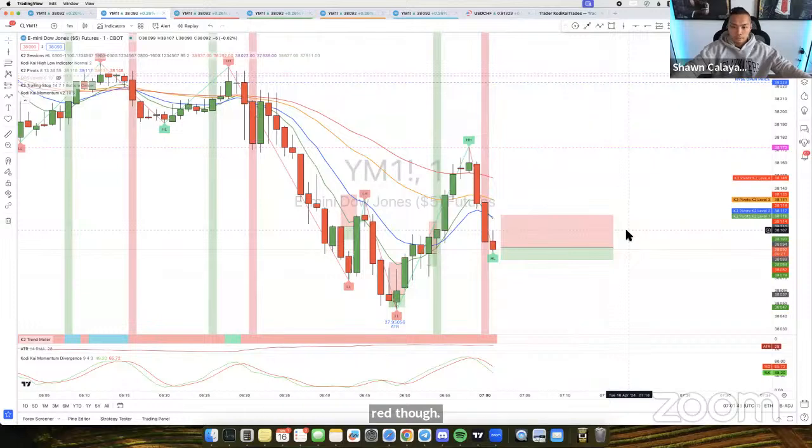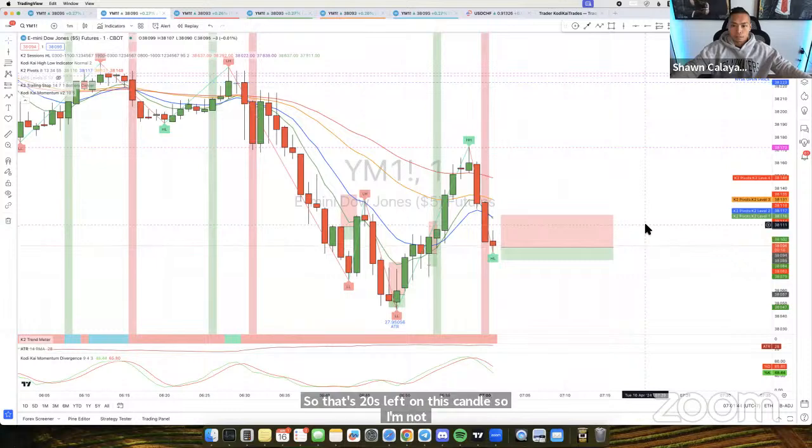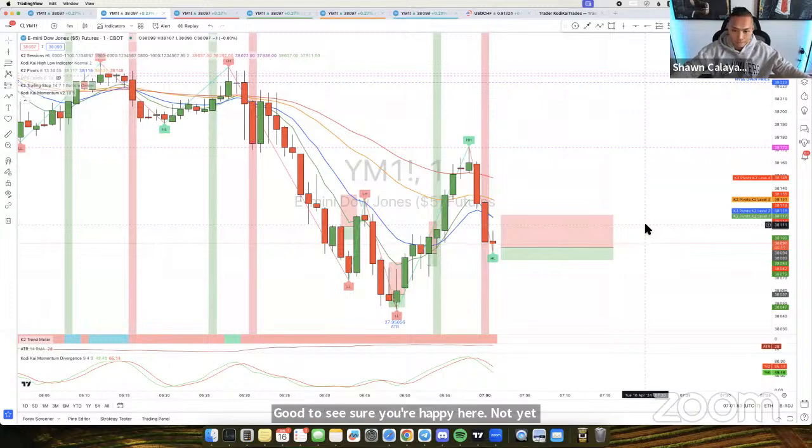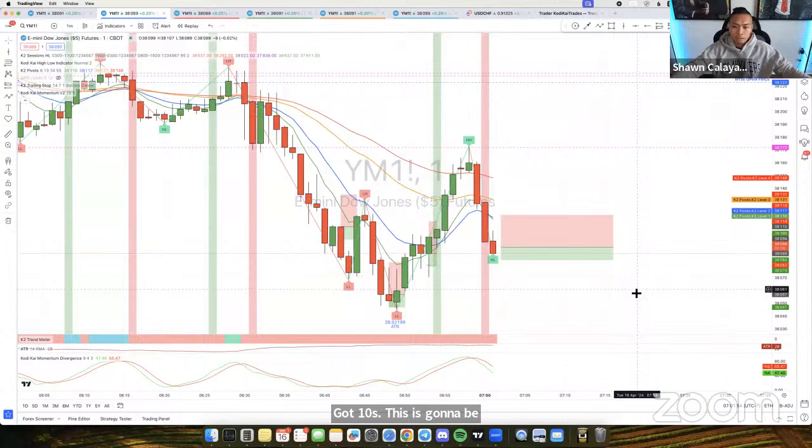Still got 20 seconds left on this candle, so I'm not gonna get too trigger happy here. Not yet. We got 10 seconds. This is gonna be tricky because at the last second, this thing could just move. So I'm gonna watch it. 5, 4, 3, 2, 1. I'm gonna take it.